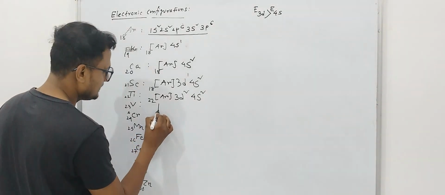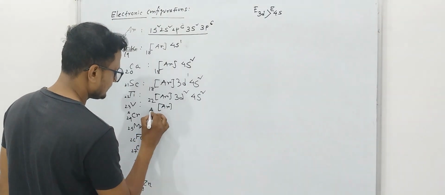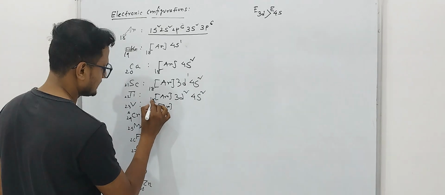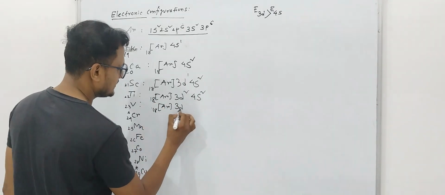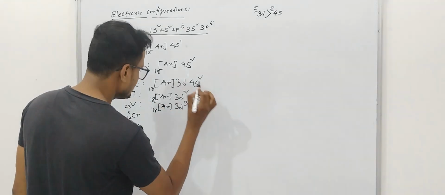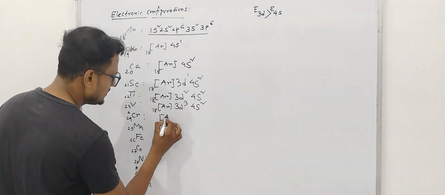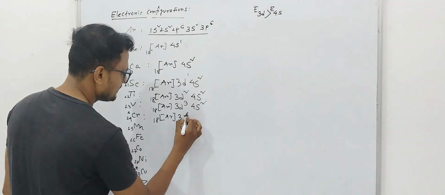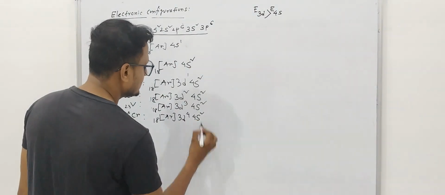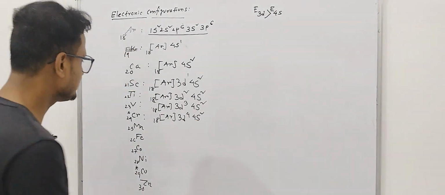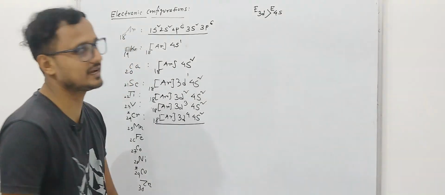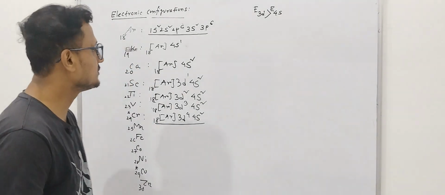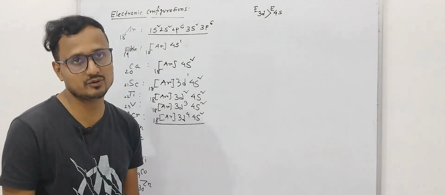Okay, vanadium, this will be 3d3, 4s2. Now for chromium, we can feel like this: 3d4, 4s2, but this electronic configuration is not exactly right. One rule is there which is called the half filled full filled rule.